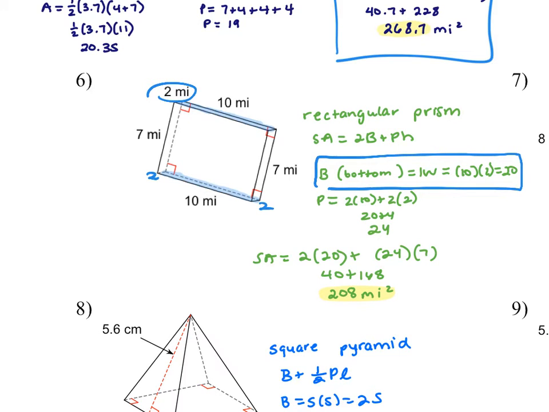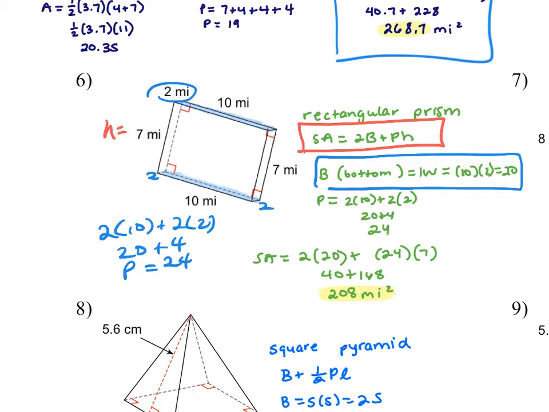And now I would do the perimeter of that base, which is 2 times 10 plus 2 times 2, so 20 plus 4, and my perimeter is 24. Now the height of my prism is over here, it's the 7. So again, I'm using this formula. So 2 times the base area plus perimeter times height. And that's where we plugged it in here. And it's 208 miles squared.